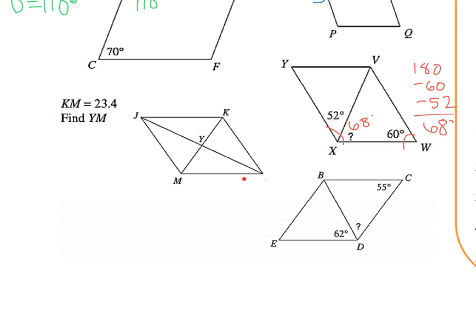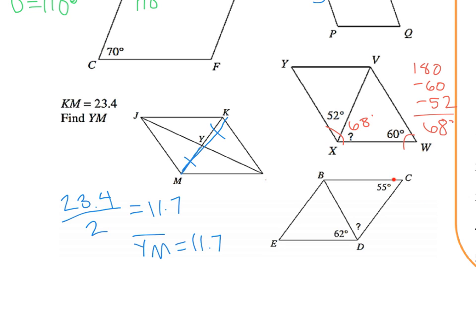Take a moment and use this information to figure out what the measure of YM would be. So they gave us KM, which was 23.4, and we learned that the diagonals bisect each other, which means that YM and YK are congruent to each other. So to figure out what just half of this diagonal is, we would divide it by 2, which gives us 11.7. So YM equals 11.7.